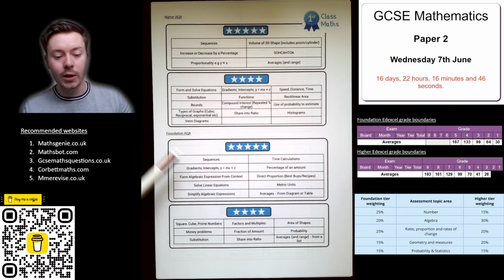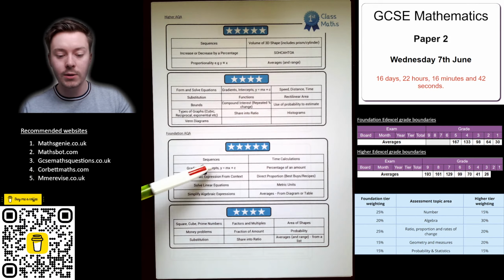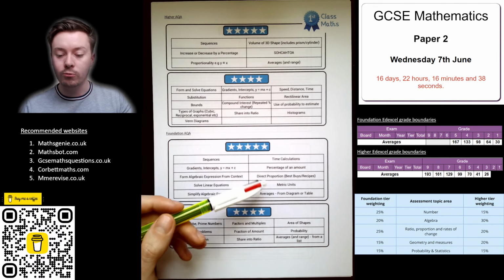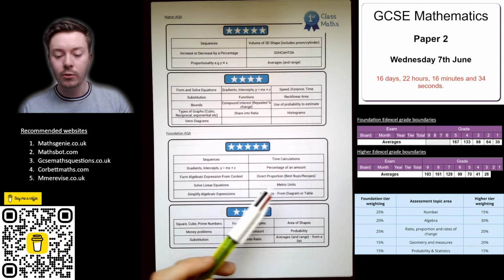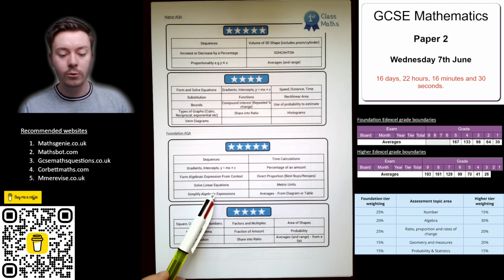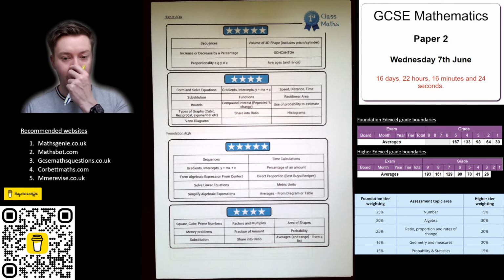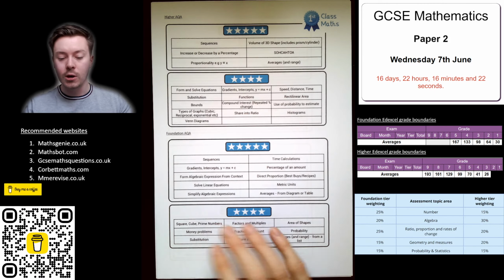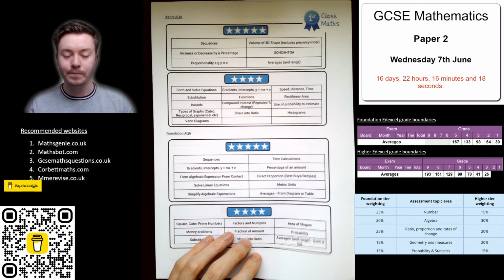Now, foundation AQA, we've got sequences, time calculations, gradient, intercept, y equals mx plus c, so straight lines, percentage of amounts, direct proportion only, so things like best buys, recipes, units, metric units, averages from a diagram or a table, algebraic expressions, linear equations, algebraic expressions from context, and then sequences again. And then there's also less likely things. If you go onto the website, have a look there.